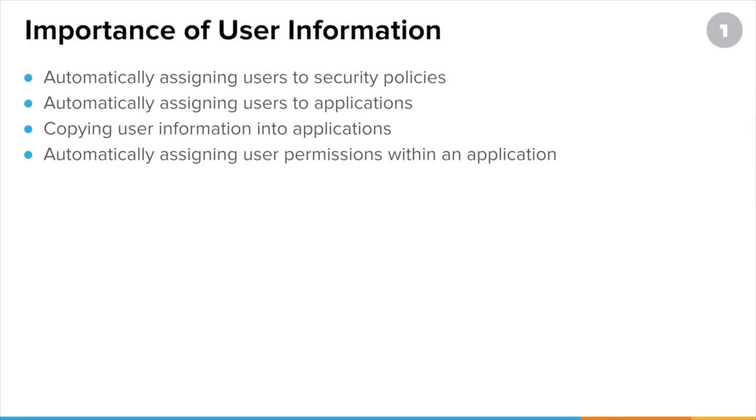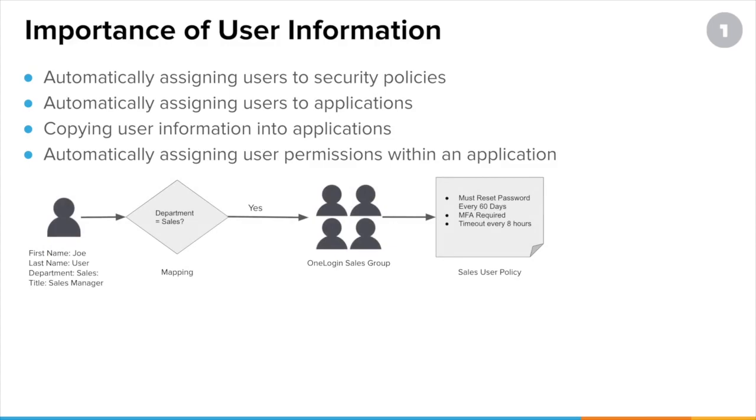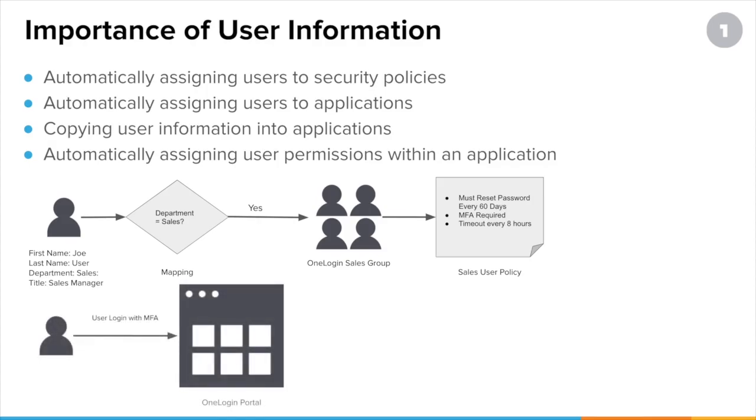You need to carefully plan out how your users are created and updated because the information needs to be accurate and up to date. It affects a lot of other functionality. User information can be used to automatically assign users to, say, security policies, which determine how a user will log into OneLogin. For example, are they required to use MFA or no? You can also use user info to automatically assign them to applications within OneLogin.